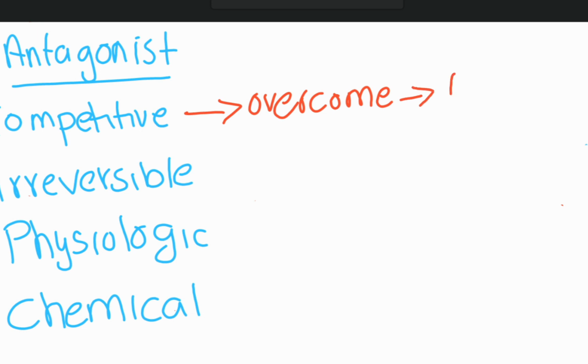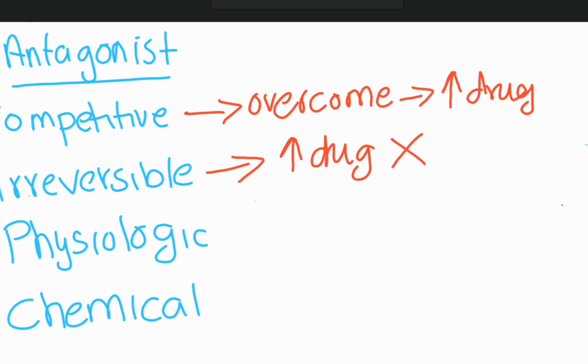How can we overcome them? By increasing the dose or the concentration of the drug. Competitive antagonists come and bind to the receptor site and give their negative effect, but we can overcome them by increasing the concentration of the drug. Irreversible antagonists cannot be overcome by increasing the concentration of the drug. If you increase the drug concentration, it will have no effect.